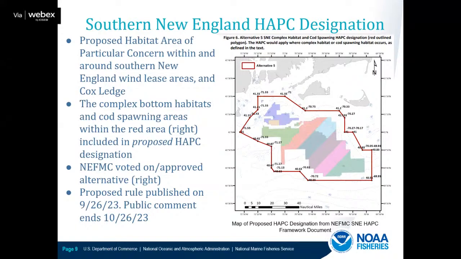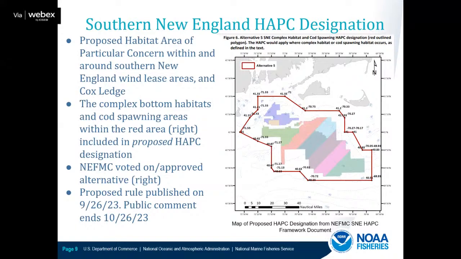This HAPC was voted on and approved last summer by the New England Fisheries Management Council. We issued the proposed rule on September 26th, and it's open for public comments. The period is closing on October 26th. The purpose of the HAPCs is to provide additional conservation focus when NOAA Fisheries reviews and comments on any federal or state action that could impact EFH.